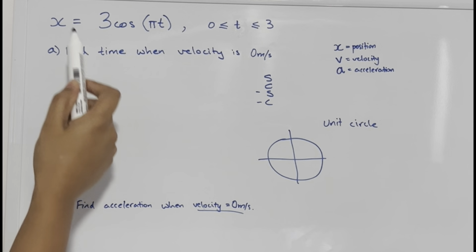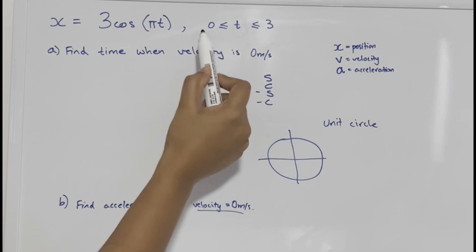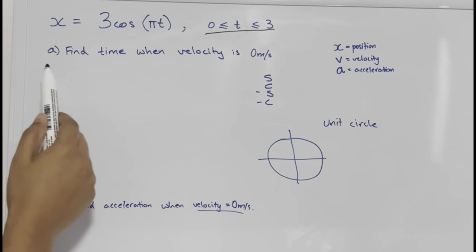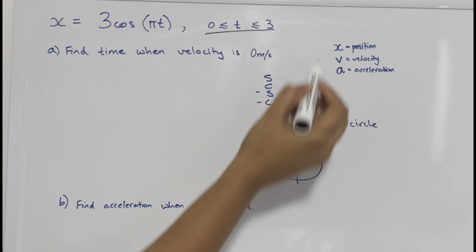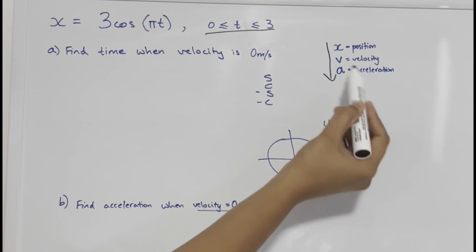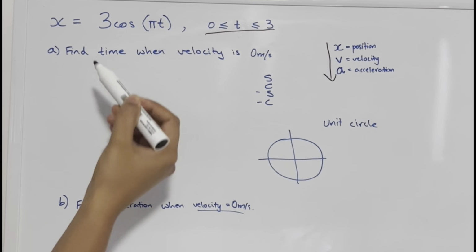Position x equals 3 cos pi t for t between 0 and 3. Find the time when velocity is 0 meters per second. Now remember, when we differentiate, we go downwards. So to get velocity, we need to differentiate our position.